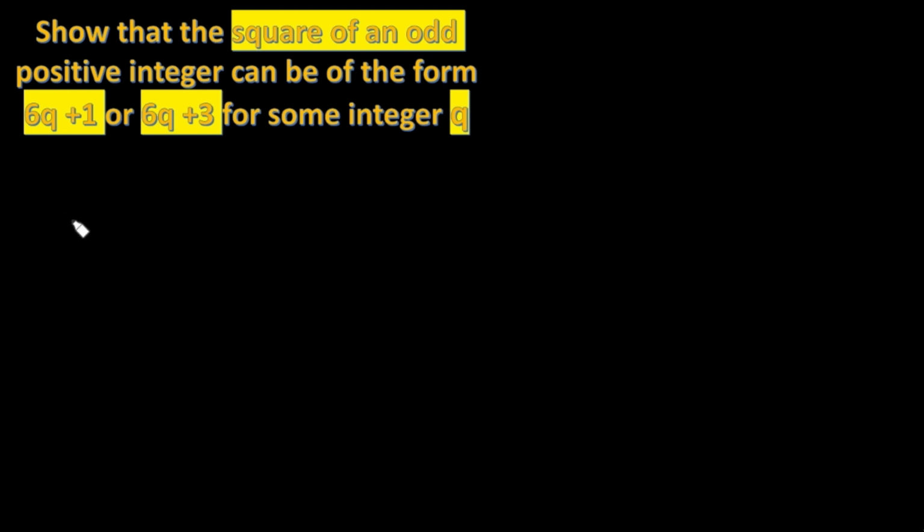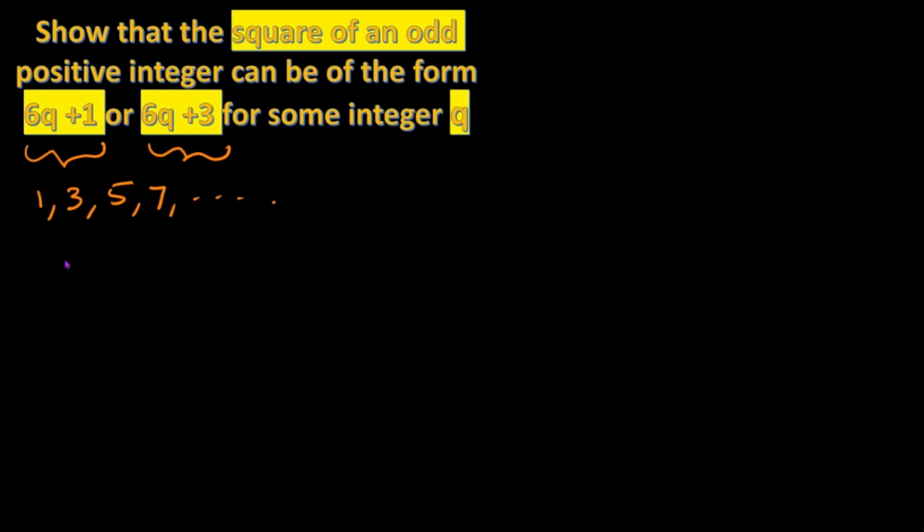Today we'll see a very interesting problem. We need to prove that the square of an odd number can be expressed in the form of 6q plus 1 or 6q plus 3. We need to prove that these two formats are possible, okay? So what is an odd number? It is a number which is not divisible by 2, right? So I write the positive odd numbers like 1, 3, 5, 7, and so on.